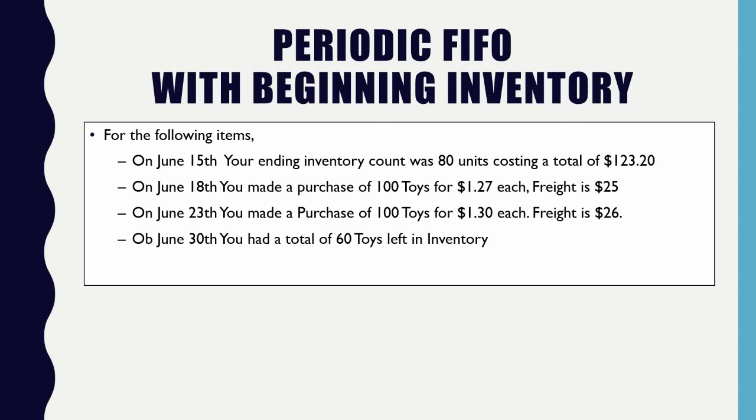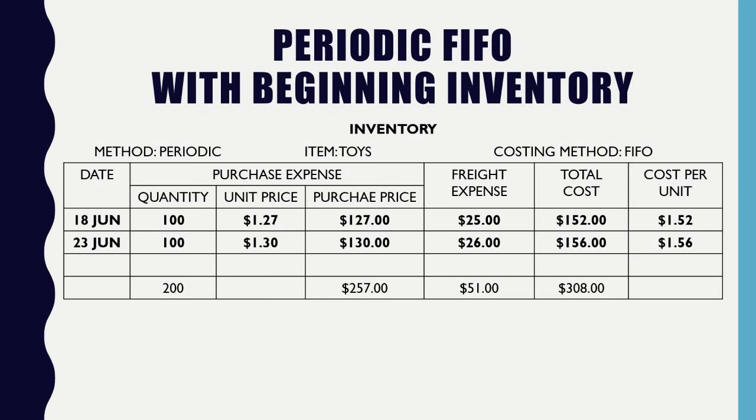All right? So now looking at the second scenario, let's break down each one. Here's your table with the beginning inventory. Here we recognize the 18th and the 20th. We both purchased 100 items, one was $127 and one was $130. Here we calculated our purchase price, which is $127 and $130. Then we move on to our freight expense. We have one for $25 and one for $26.